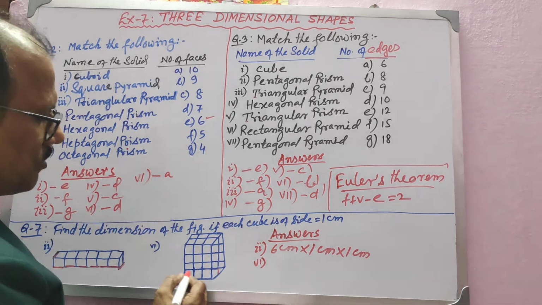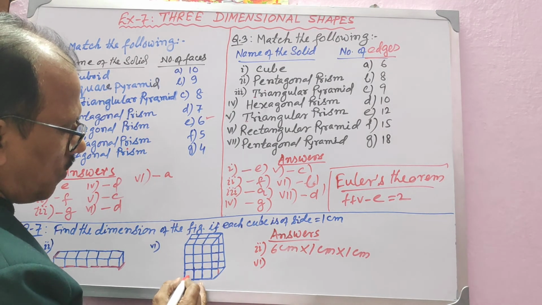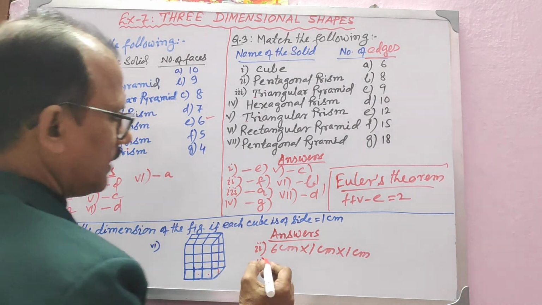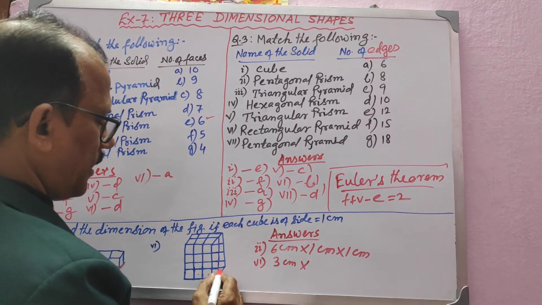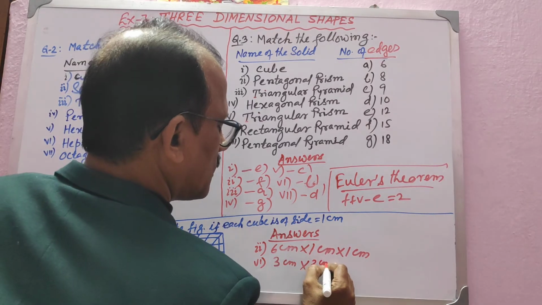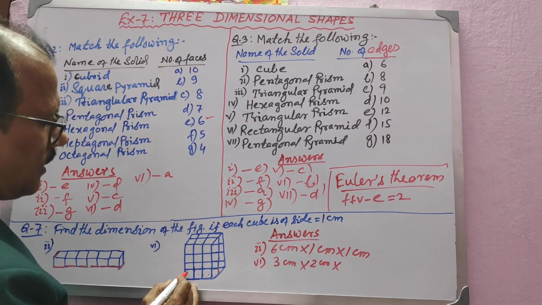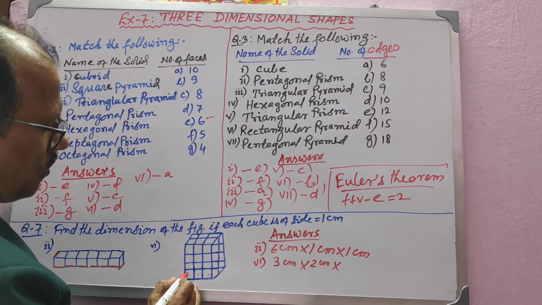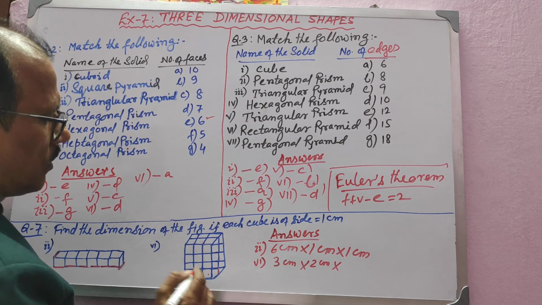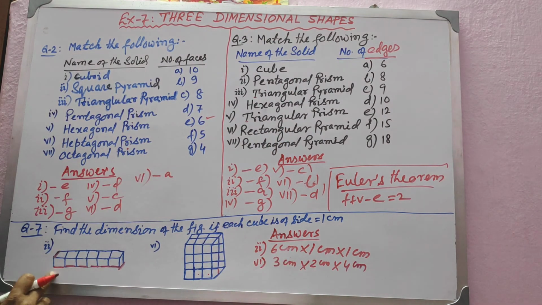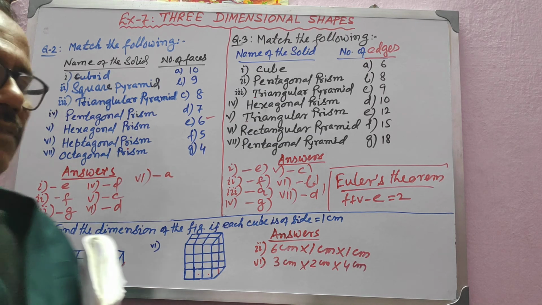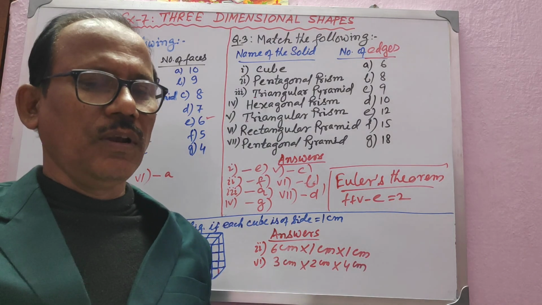Now here in this case, you see, length will be how much? 1, 2, 3. Length is 3 centimeters, into breadth 2 centimeters, into height, how much will it be? 1, 2, 3, 4 centimeters. Could you understand? So you can very well count and find out the dimensions. Hope things are very simple. You just solve it.